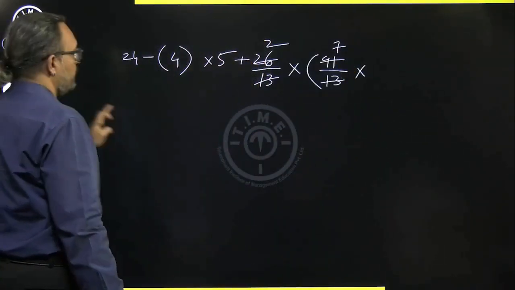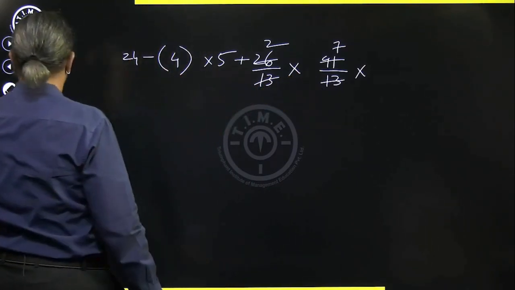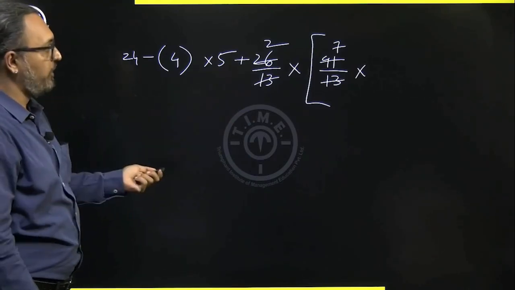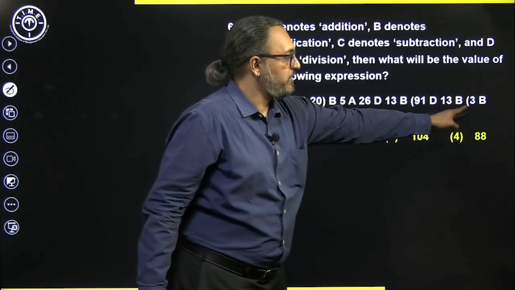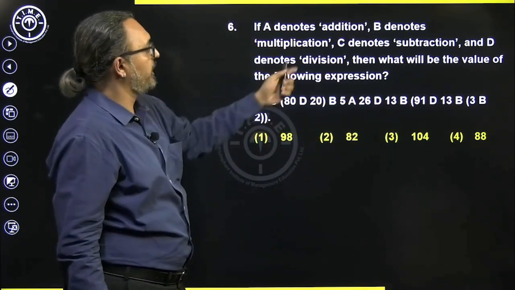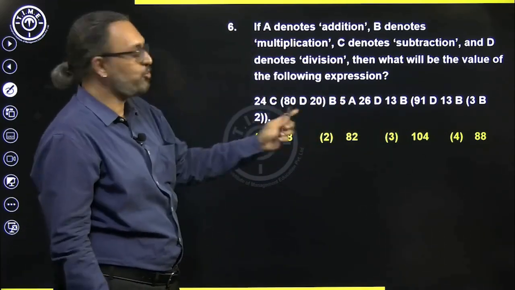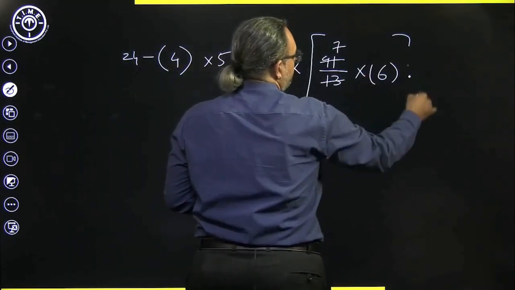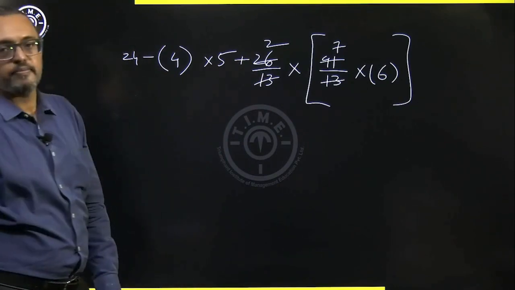So I will change the bracket here with a square bracket, because after multiplication again you have an open bracket here, which is 3B2. B is again multiplication. So 3B2 is 3 into 2, you get 6. So this is my total expression.